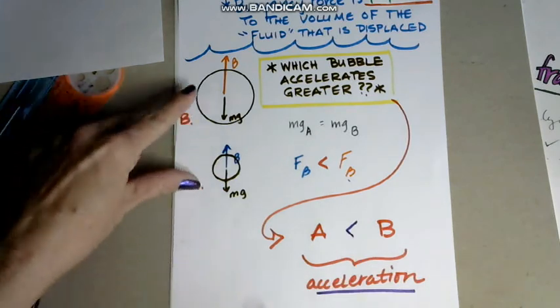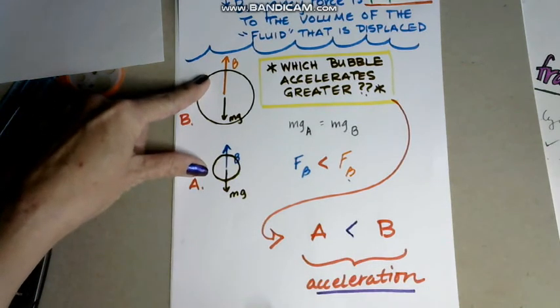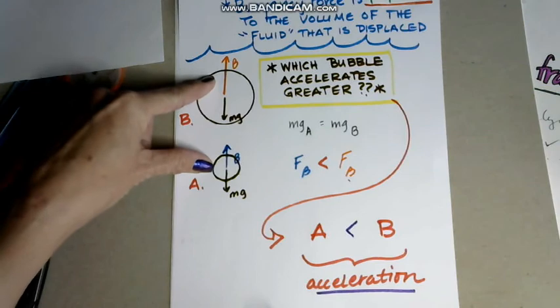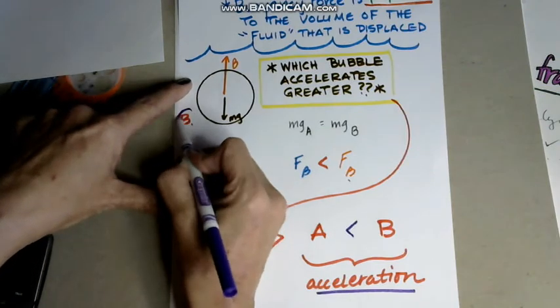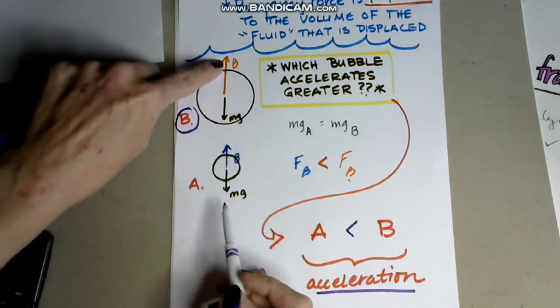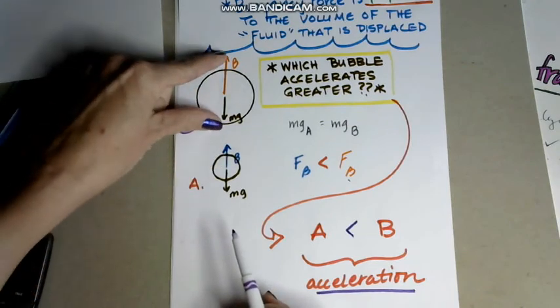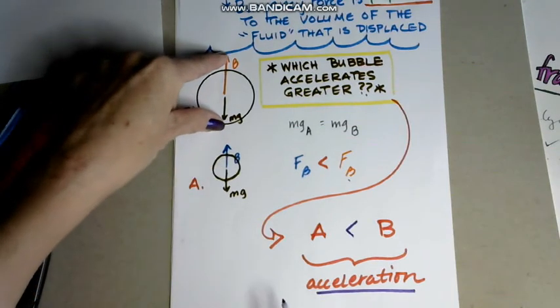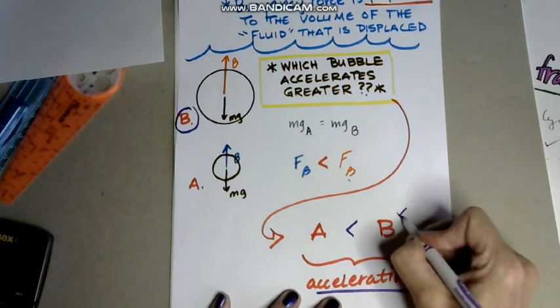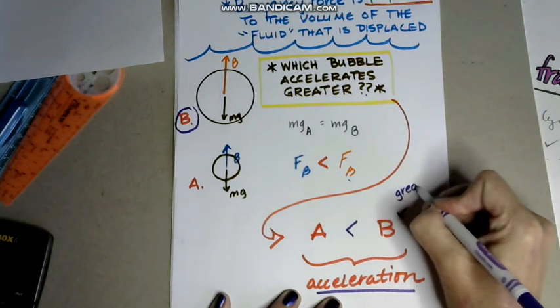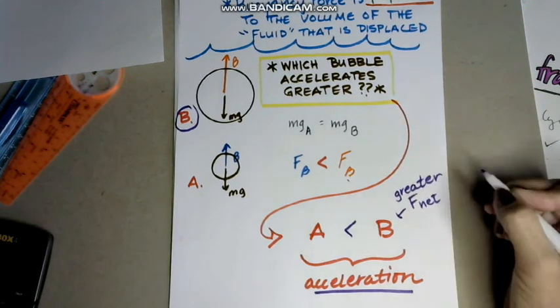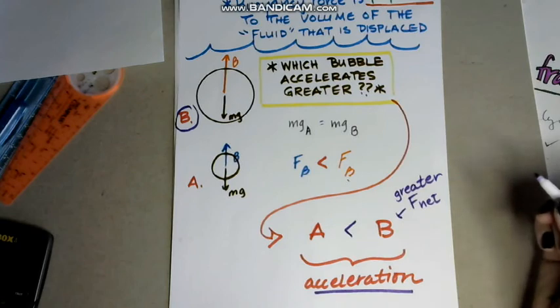Why? Look at this. Which one has the greater unbalanced forces? B. Because this buoyancy force is much greater than that one. That means the net force is greater. Okay, so this has a greater net force.